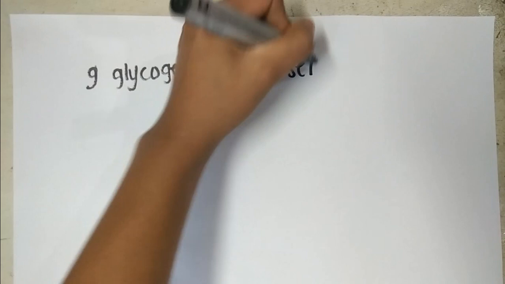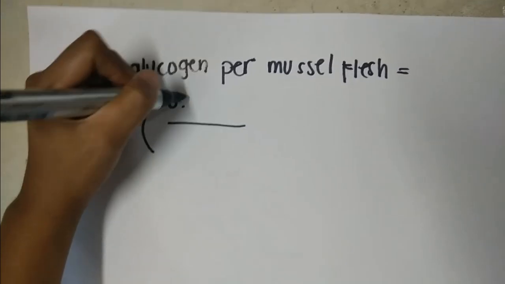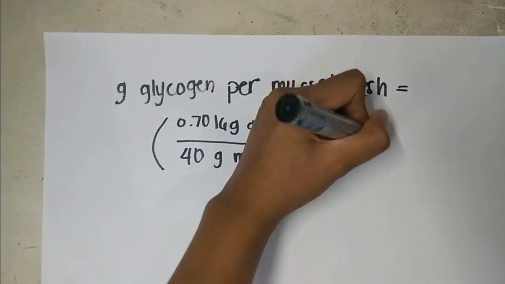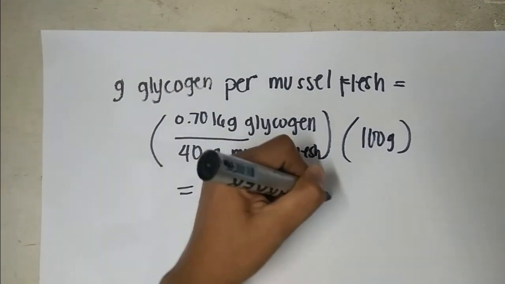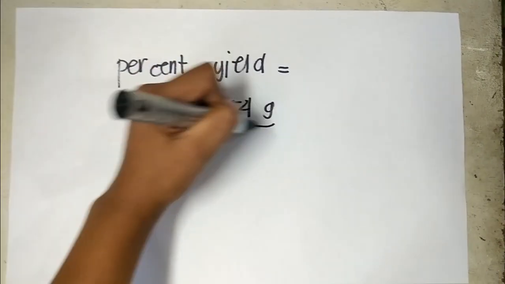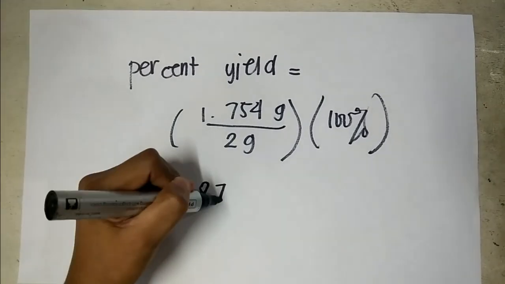Grams glycogen per 100 grams muscle is equal to grams glycogen over 40 grams of muscle flesh, which is the initial weight of the homogenized flesh, multiplied by 100 grams muscle flesh. Percent yield is equal to the actual yield over the theoretical yield multiplied by 100.